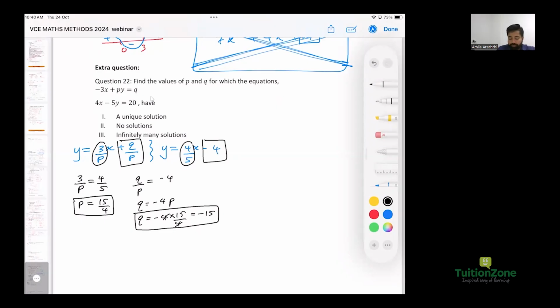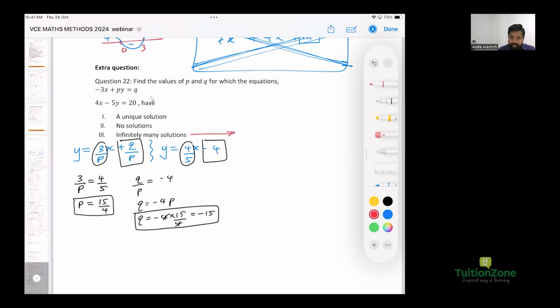So what do you think? If you want to get, maybe I'll start from the infinitely many solutions. So what's the option? Maybe I'll ask Rayon. Can you help me out, Rayon? For the infinitely many solutions, what's the condition? The gradients are equal to each other as well as y-intercepts are equal. So what can you say about the P and the Q value for that? Yep. Q over P has to be -4.